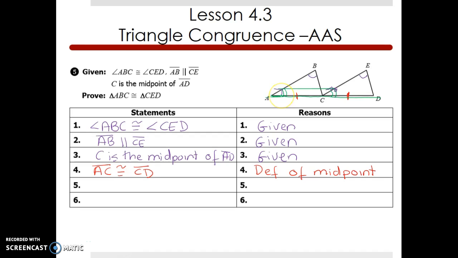And because, what are those two angles? So you have angle BAC congruent to angle ECD. And the reason that they're congruent to each other is from the diagram, it's their corresponding angle.